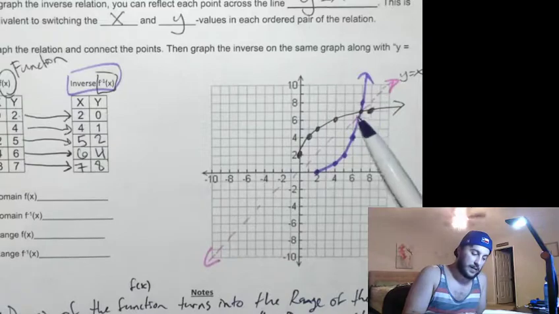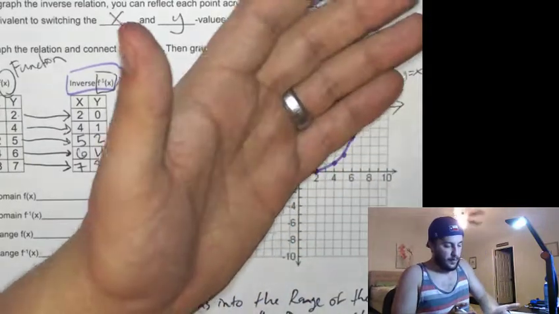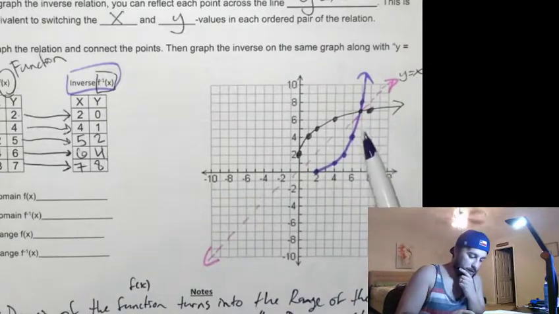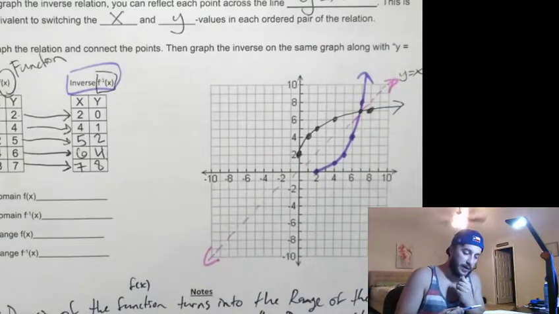So that's an interesting feature. Also, the one is mirrored over to the other. That's one of our properties of our inverses, is that they mirror over the line y equals x.